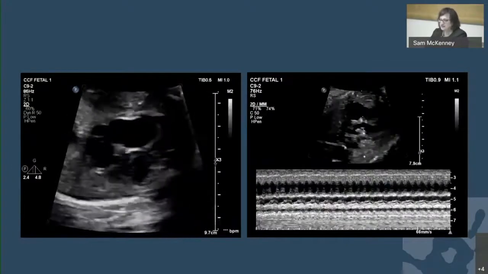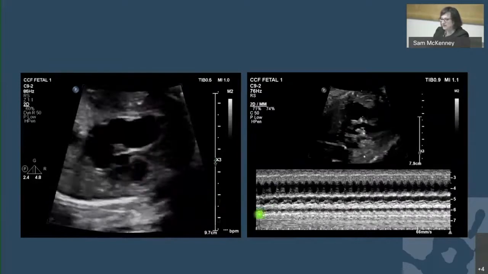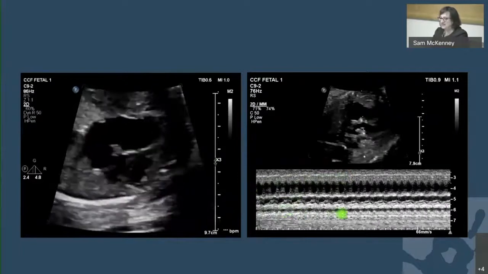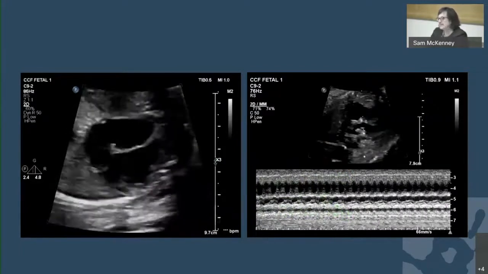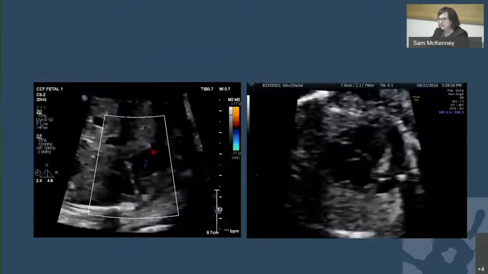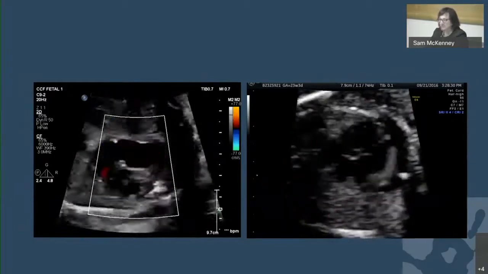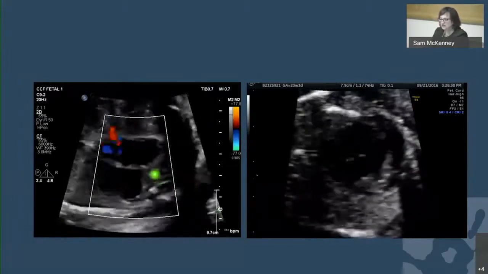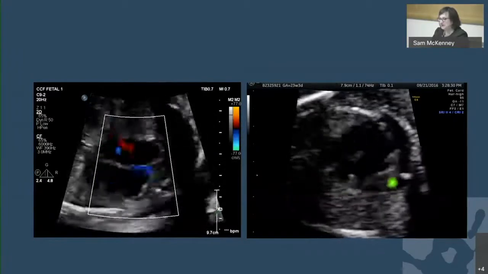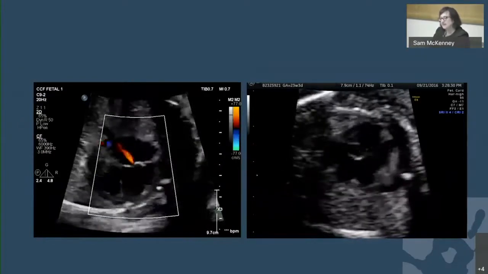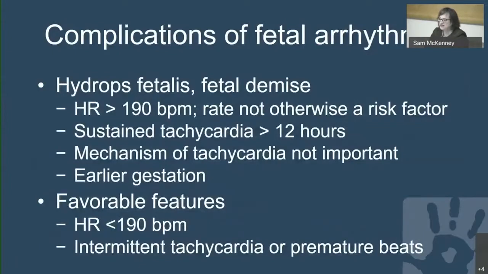This is another heart going extremely fast. On the M mode over here, what you can see is that the atrial activity is extremely fast. The ventricular activity is less fast, although still fast, and this is a case of fetal atrial flutter. There are complications of fetal tachycardia, which can include things like tricuspid regurgitation, which is what's going on over here, and a fetal pericardial effusion or hydrops, which is what's going on over here. This fetus is no longer in tachycardia. So complications of fetal arrhythmias, as we said, include hydrops fetalis or even fetal demise. That's why we care about them and want to intervene.